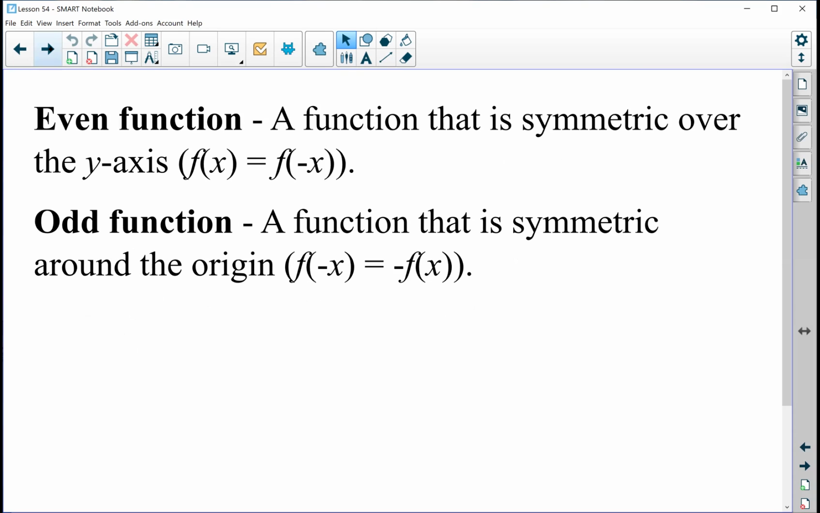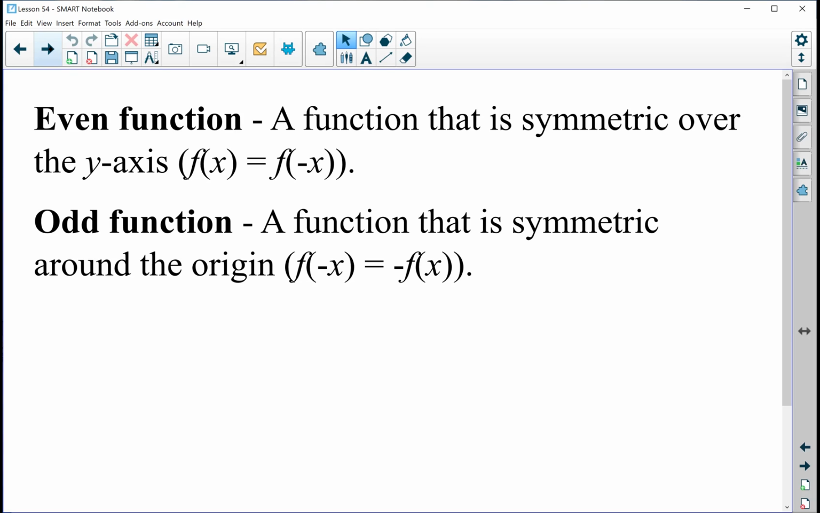All right. As far as symmetry goes, an even function is a function that is symmetric over the y-axis. So the left-hand side and the right-hand side are exactly the same. And the way we can tell is if I take a value and plug it into the function, I get the same answer that I would get if I take the opposite of that value. They're using x and negative x, but you could use just a number and it would work. A number and its opposite.